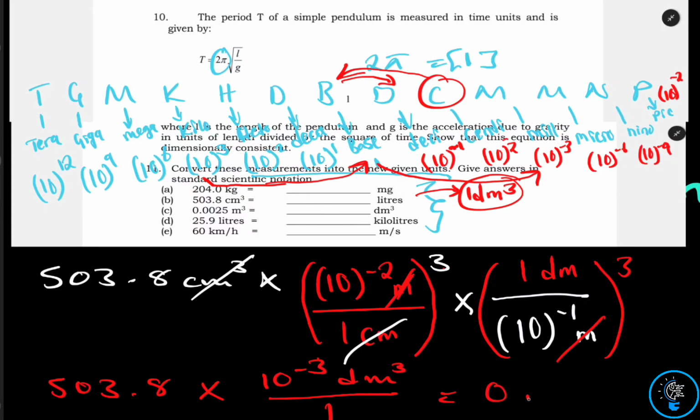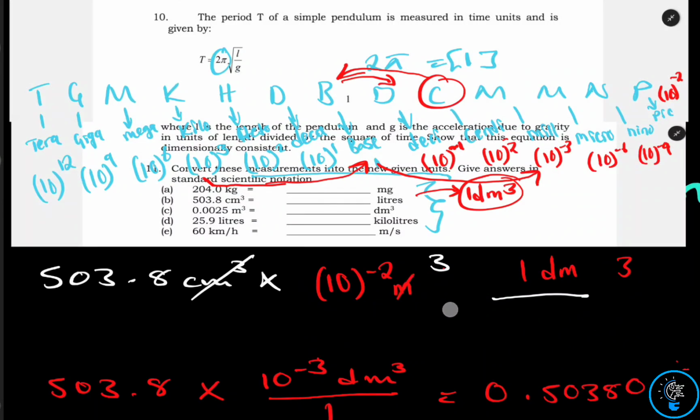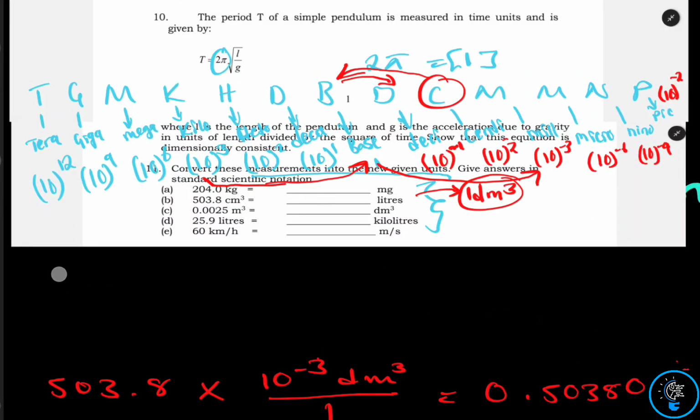And you're going to get a value of 0.50380 as your decimeter cubed. In other words, we are saying as liters. Okay, let's create some space. Now let's write it in standard form.